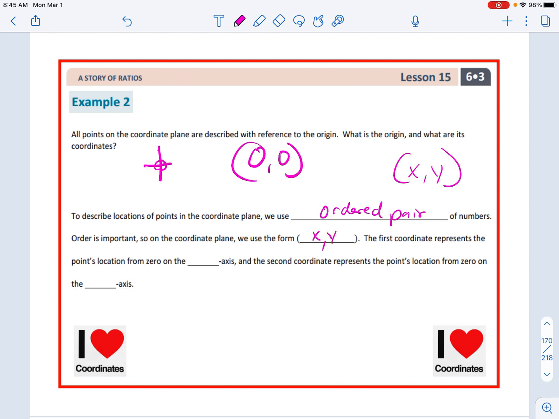The first coordinate represents the point's location from 0 on the x-axis, and the second coordinate represents the point's location from 0 on the y-axis. Okay? Good.